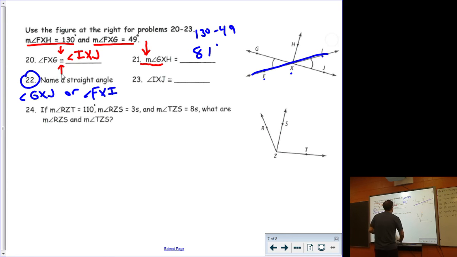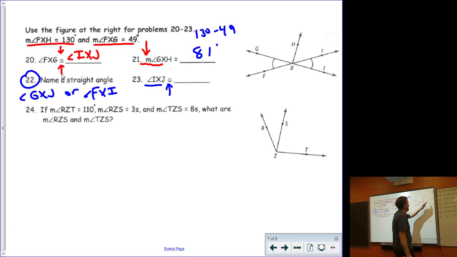And that brings us to number 23. I want an angle. Now again, the key here is the congruent sign. The congruent sign means I need another angle that has the same measure as this angle. So angle IXJ is here, and it's got a single arc. The other angle with the single arc is here. That would be GXF.